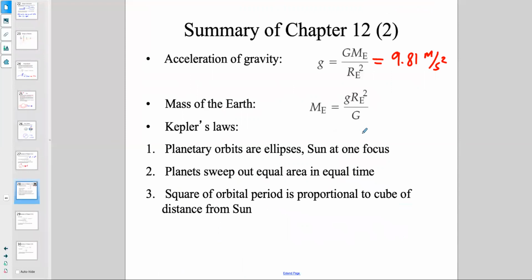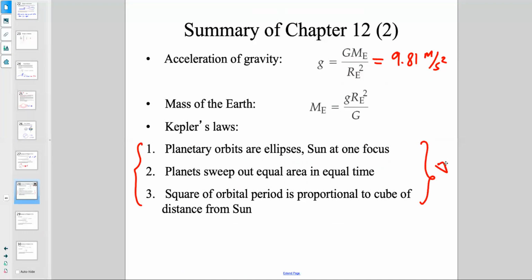So the mass of the Earth is then easy to calculate because you can just solve this value for m_E. So m_E here is g R_E squared over capital G. Easy to find. Kepler's laws. These three are very important.